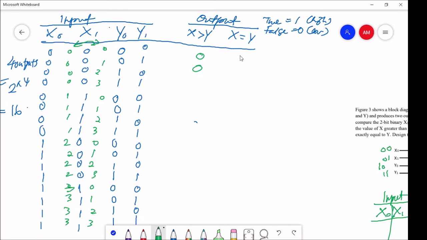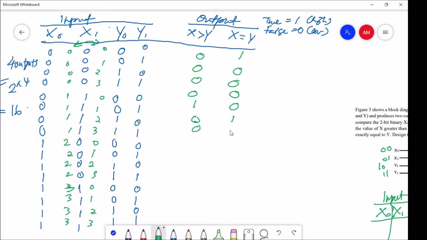Okay, now we are going to start comparing. For X is greater than Y, 0, 0, 0. Are they the same? X equals Y? Yes, so put 1. Next, 0, 1. X equals Y? No, 0. Is X greater than Y? Also no, so we put 0. So put 0, 2, 0. Is 0 greater than 2? No, 0. 0, 3.